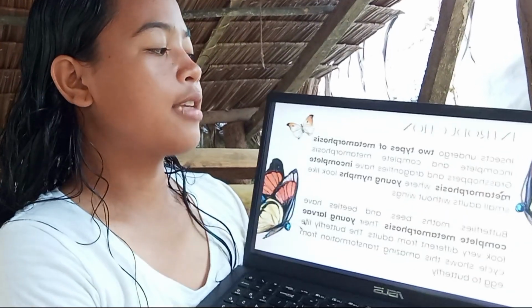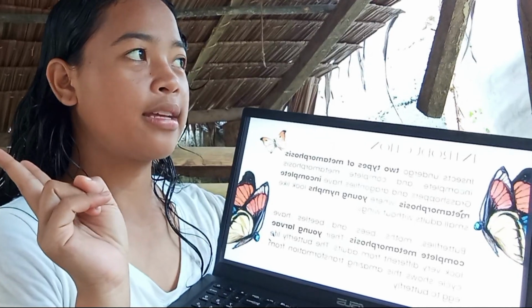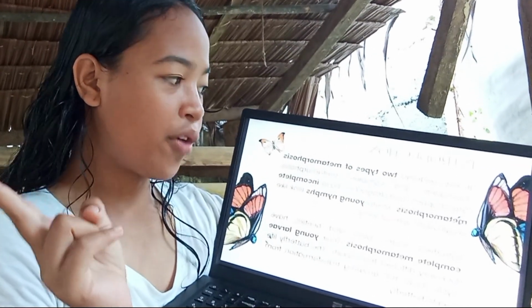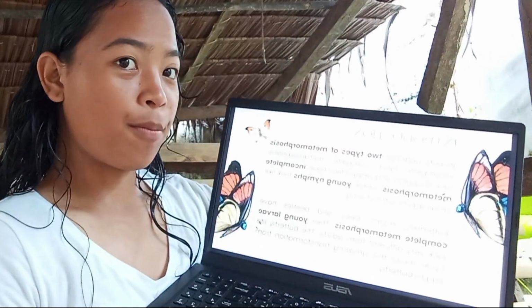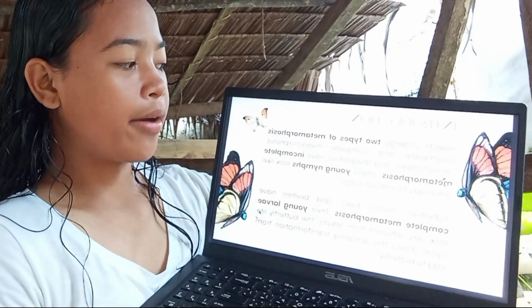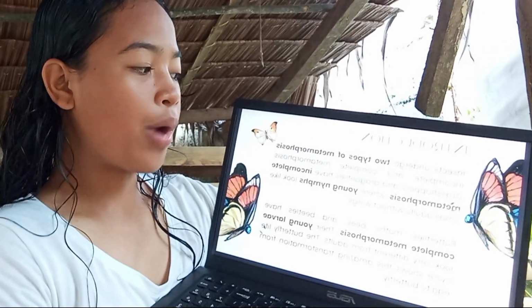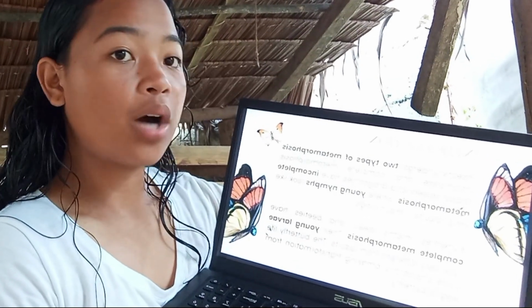Insects undergo 2 types of metamorphosis. So, we have this incomplete and complete metamorphosis. When we talk incomplete, for example, grasshopper and dragonflies have incomplete metamorphosis. Why? Because young nymphs look like small adults without wings.